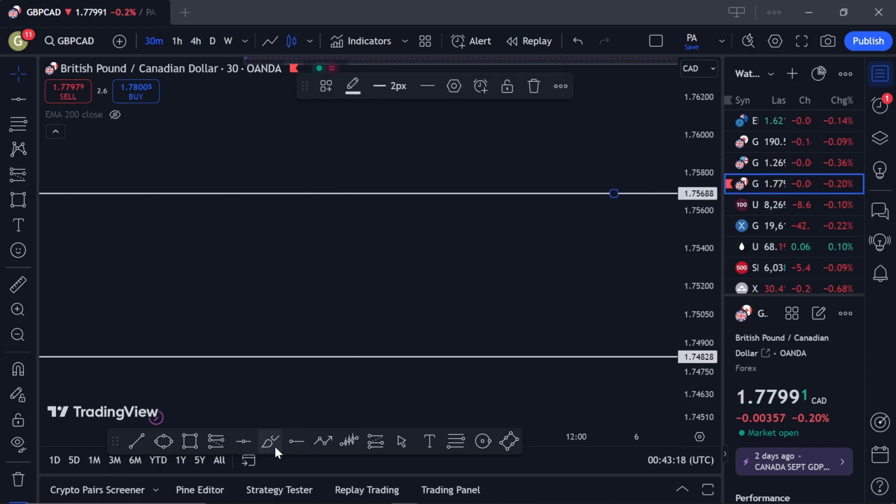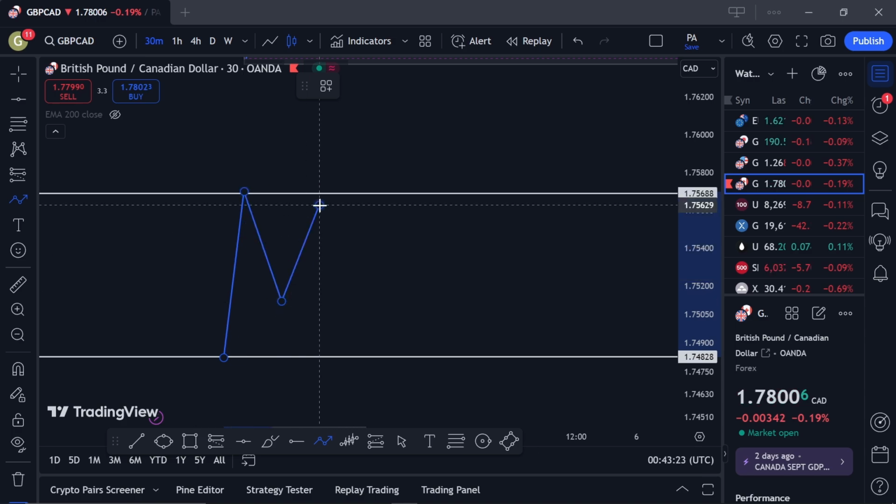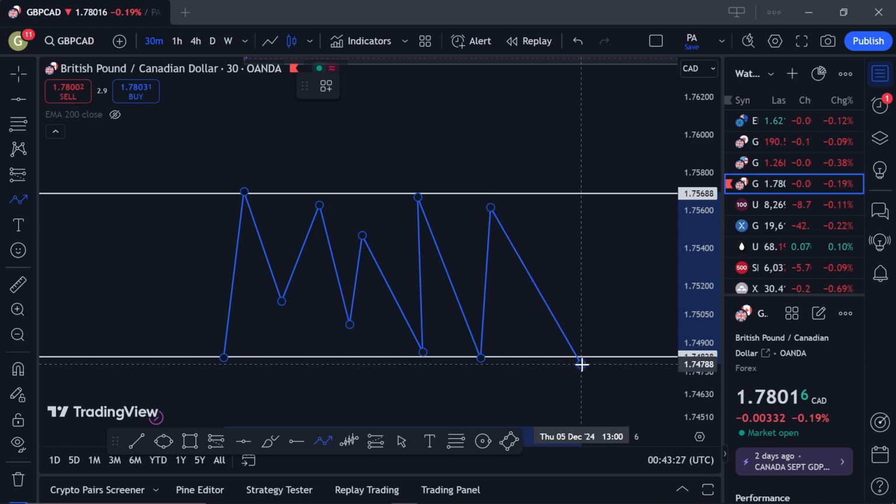Let me bring it a little bit closer down here. Let me say a market is moving in this manner. It comes here, goes here, comes, goes, taps here, goes back here. Now you see, this is a clear support and resistance, all right.